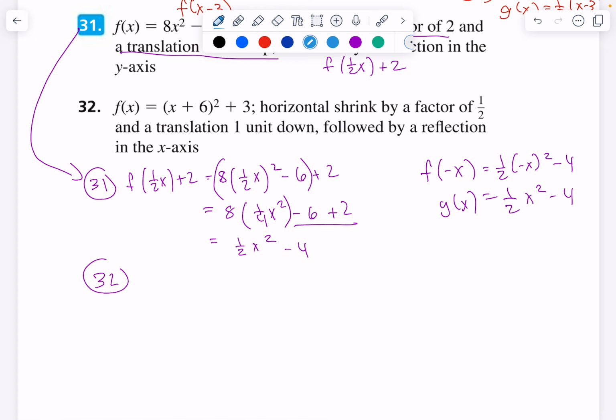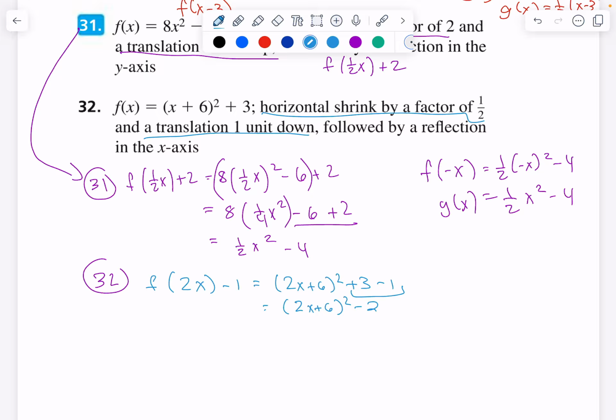We're going to do a horizontal shrink by a factor of 1/2 and a translation 1 unit down. So that's going to be f of 2x minus 1. So that means I'm evaluating the function at 2x, so 2x plus 6 squared plus 3 minus 1. I'm going to leave it like that. Obviously, I'm going to combine like terms, but I'm going to leave it as 2x plus 6 in the parentheses. And then minus 2 on the outside.